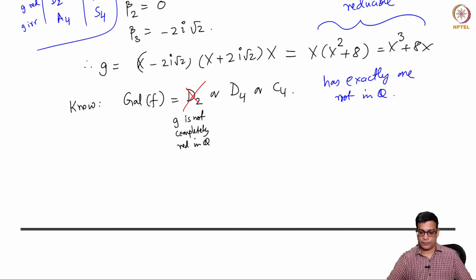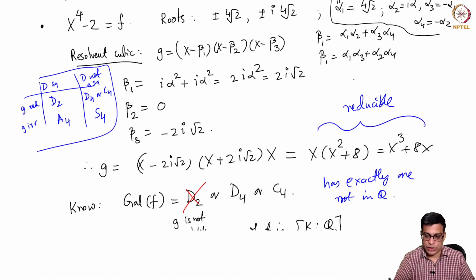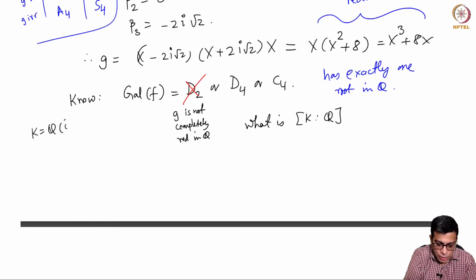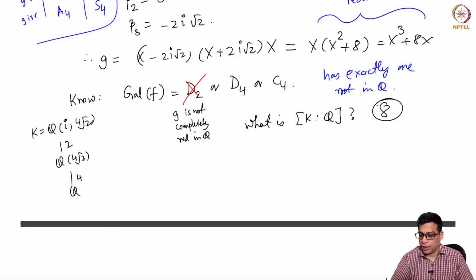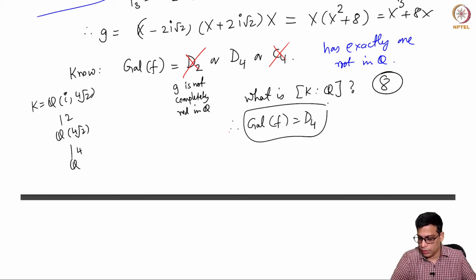So now here is where we look at the degree. What is the degree of K over Q? K is of course the splitting field. So K is nothing but Q(i, 4th root of 2). So this will have degree 8. It is 8. Right? Now only D4 has order 8, C4 has order 4. So this cannot happen. So looking at the specific polynomial, we conclude that it is D4.